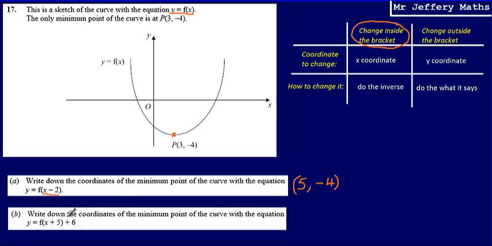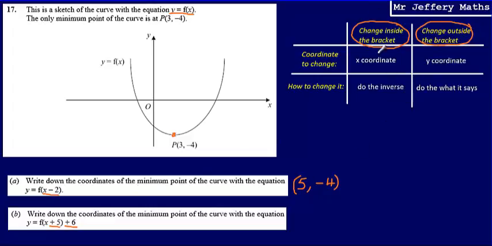For question B, we're asked to write down the coordinates of the minimum point of the curve with the equation y equals f of x plus 5, and then outside the bracket plus 6. So on this one, we've got a change inside the bracket and a change outside. That means that we're going to have to change both coordinates. We're going to have to use both of these.